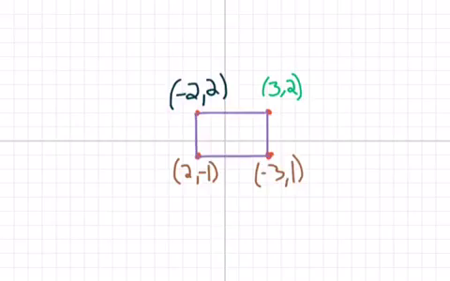Okay, so right here we have this rectangle that's graphed on the coordinate plane. We have the coordinates (-2, 2), (3, 2), (-3, 1), and (2, -1). So we need to find the area and the perimeter of this particular rectangle using its coordinates.